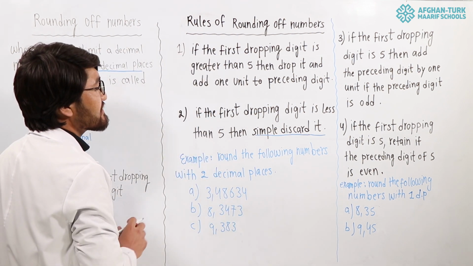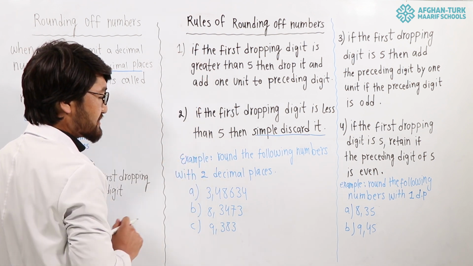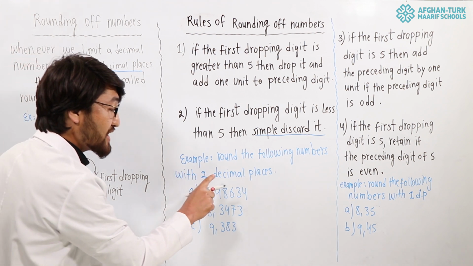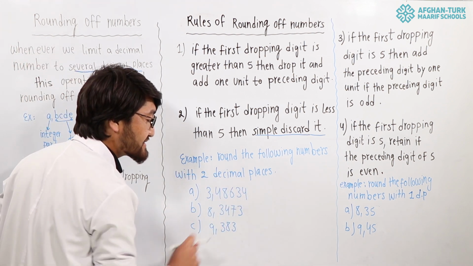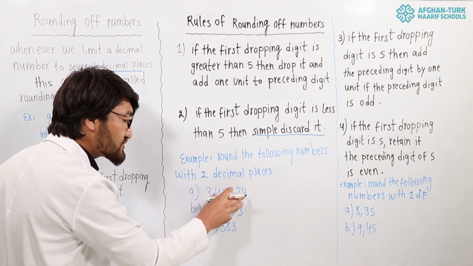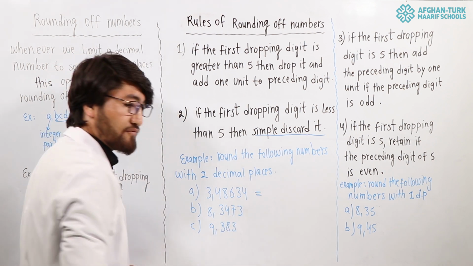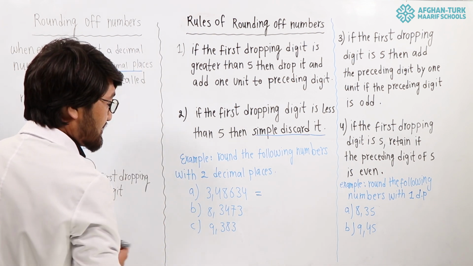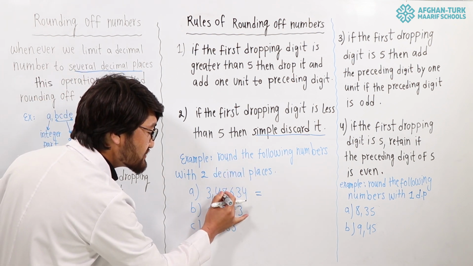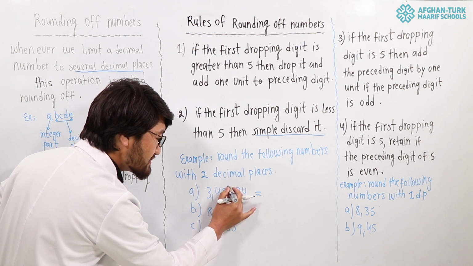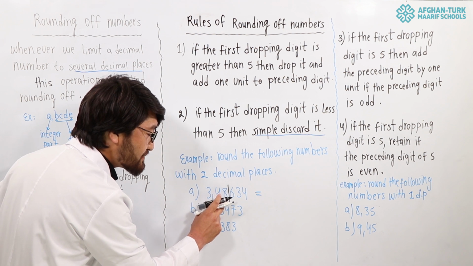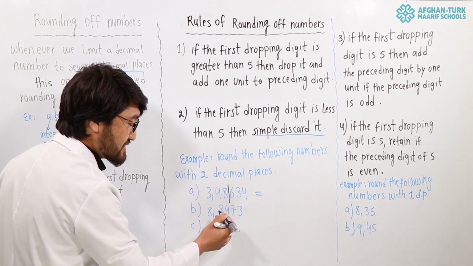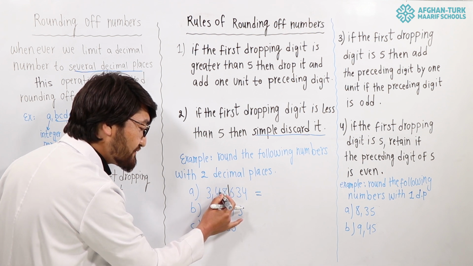Okay, let's look at the example of rule number 1 and rule number 2. Example, round the following numbers to 2 decimal places. Here we have 3 numbers. We want to round these numbers. First, the question tells us to remain with 2 decimal places. We remain 2 decimal places and then we round. 6, 3, 4 are called dropping digits. We just remain 2 decimal places, 4, 8.